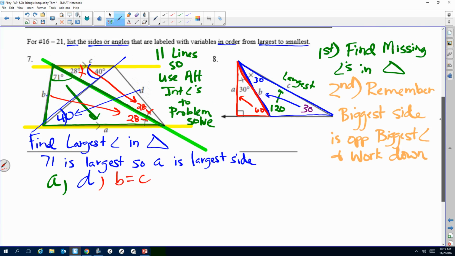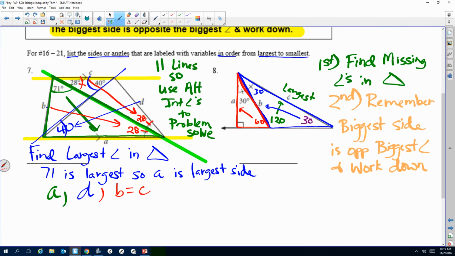All right, I gave you the angles on 8. Where is the biggest angle? So let's do it again if we're not sure. The 120. Who is across? So who's our biggest side? C comes first. What's the next biggest angle? 60, and then across from 60 would be the next biggest side. And then the next biggest side. And who's across from 30? B.